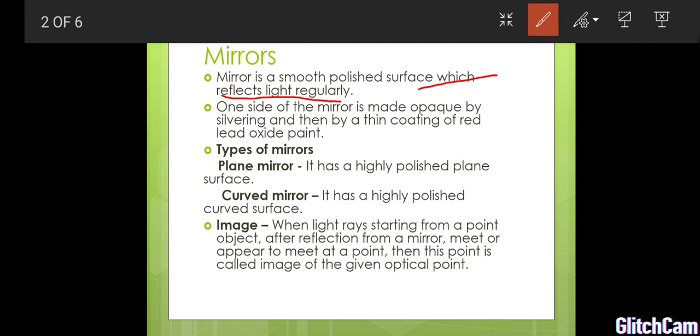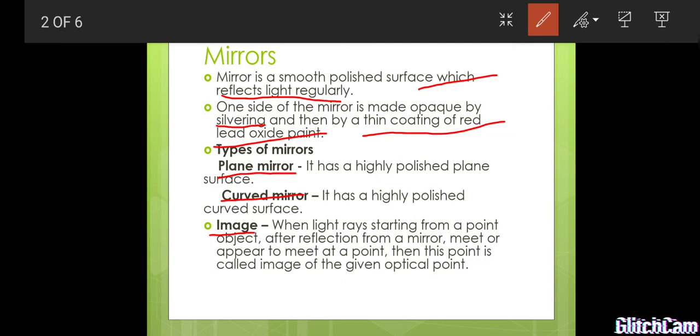We make one side opaque. There are two ways to make it opaque. The first one is called silvering and the next one is a thin coating of red lead oxide paint. This way we make a mirror. There are two types of mirrors. One is called a plain mirror. It has a highly polished plain surface, and the next one is called a curved mirror. It has a highly polished curved surface.